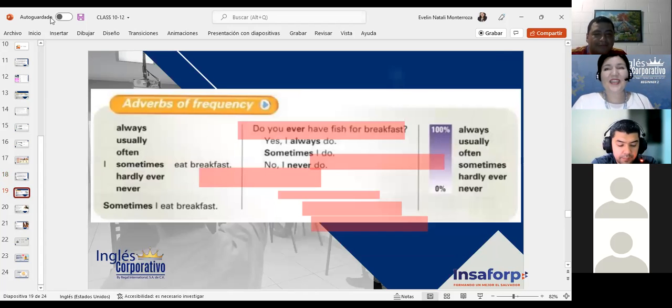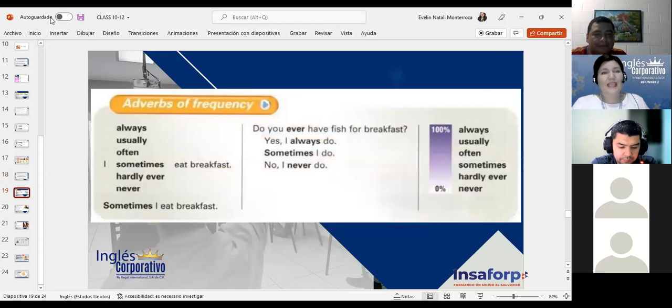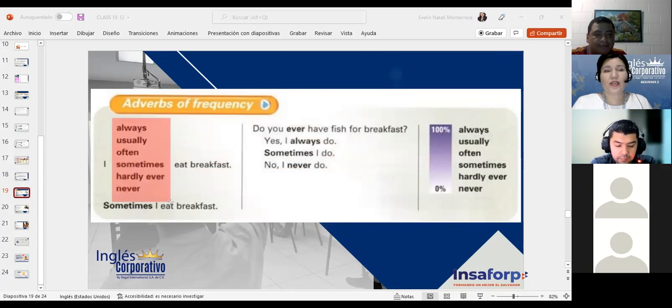Well, so here you have the adverbs of frequency. The adverbs of frequency are general, right? Because they are not very punctual at the moment of referring to a specific frequency, but they have a specific position. The adverbs of frequency go after the subject and before the verb. You don't say, I eat always breakfast, because that is incorrect. So you say, I always eat breakfast. I usually eat breakfast, I often eat breakfast, I sometimes eat breakfast.